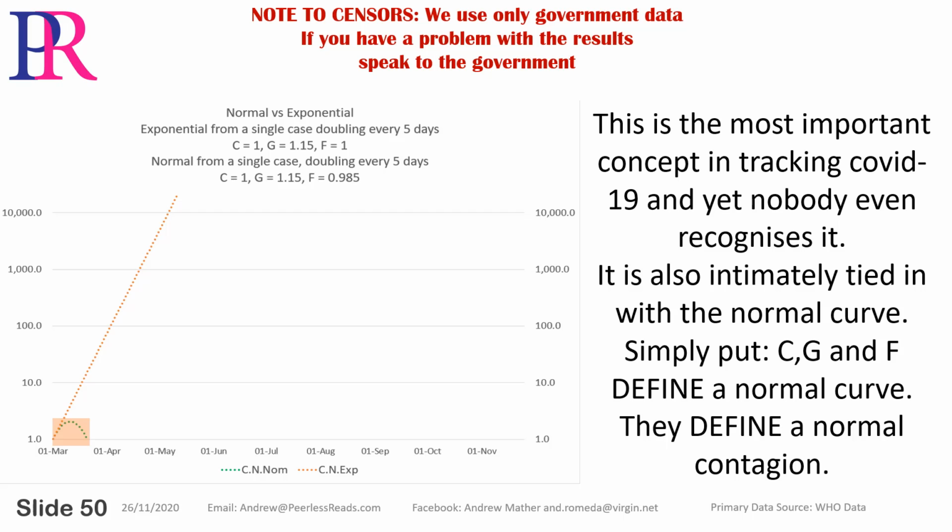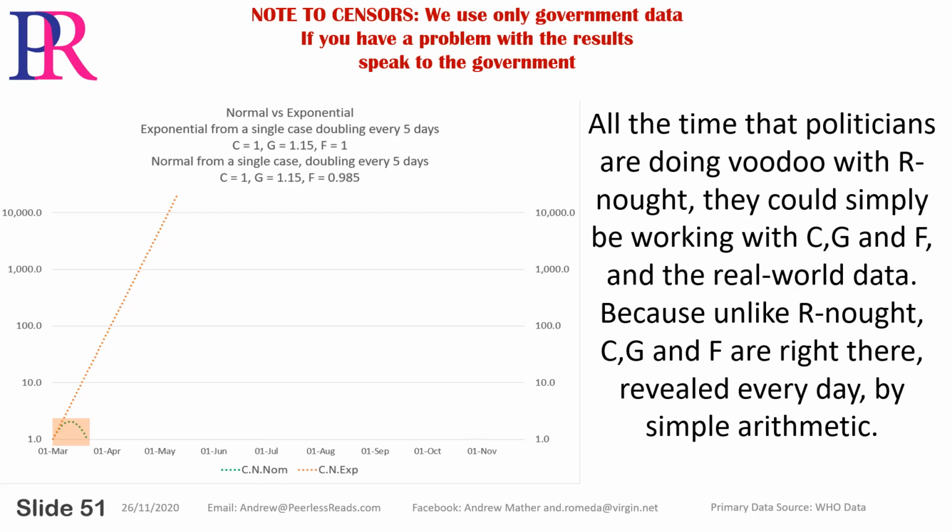It is also intimately tied in with the normal curve. Simply put, C, G, and F define a normal curve. They define a normal contagion. All the time that politicians are doing voodoo with R0, they could simply be working with C, G, and F and the real-world data, because unlike R0, C, G, and F are right there, revealed every day by simple arithmetic.